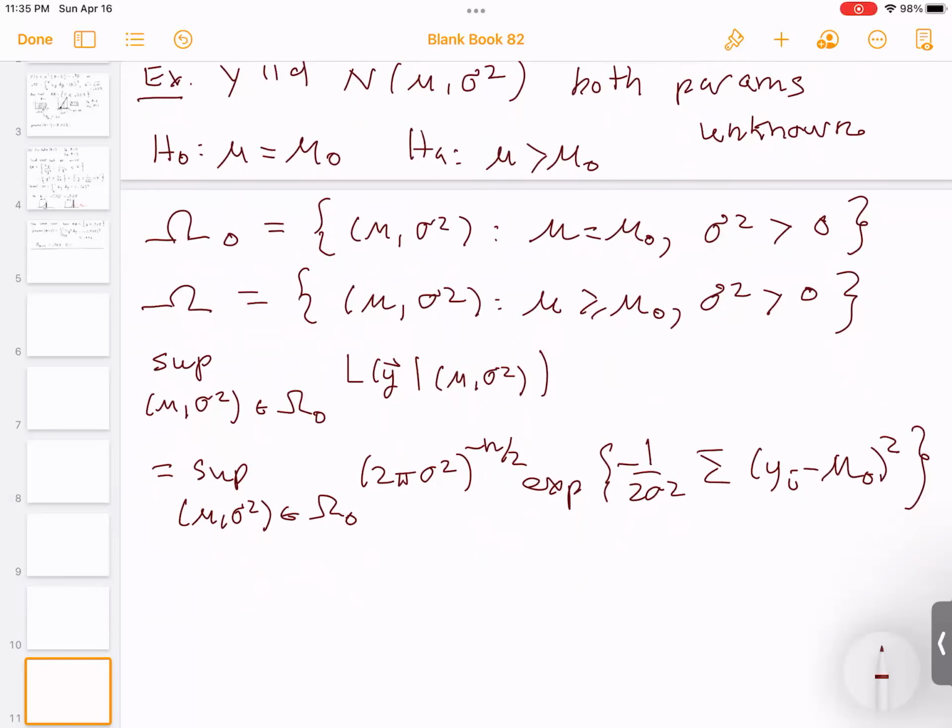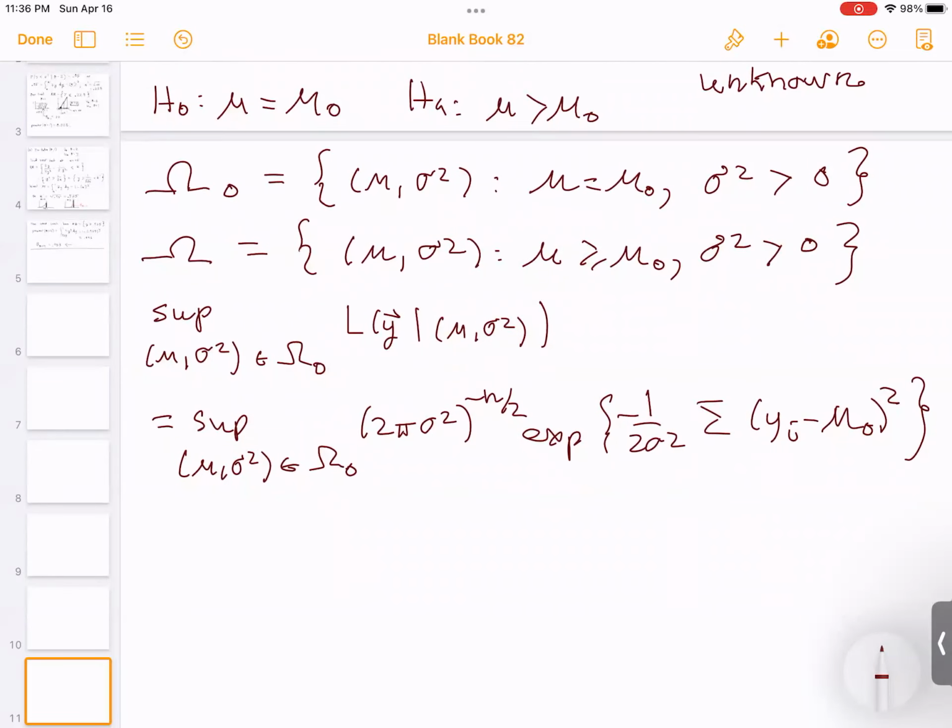Well, when is there a sup? There's actually a max here at sigma squared equal to, this is just the maximum likelihood estimator for sigma squared when mu 0 is known. I believe we did this when we covered MLEs. So I think we will just write the answer down since we did this. So you can see that the sup is actually a max. So let's just write the note.